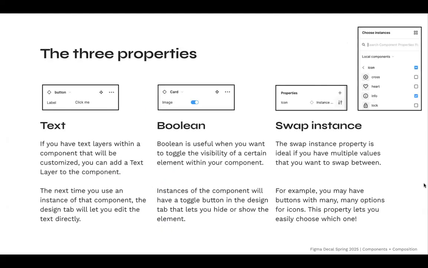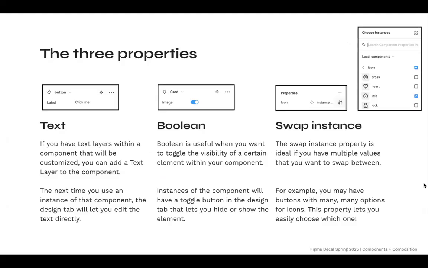So there's three properties. So within, say, your components. So you have text. If you have text layers within a component, that will be customized. You can add a text layer to the component. And then next time you use an instance of that component, the design tab will let you edit the text directly. Boolean is useful when you want to toggle the visibility of a certain element within your component.